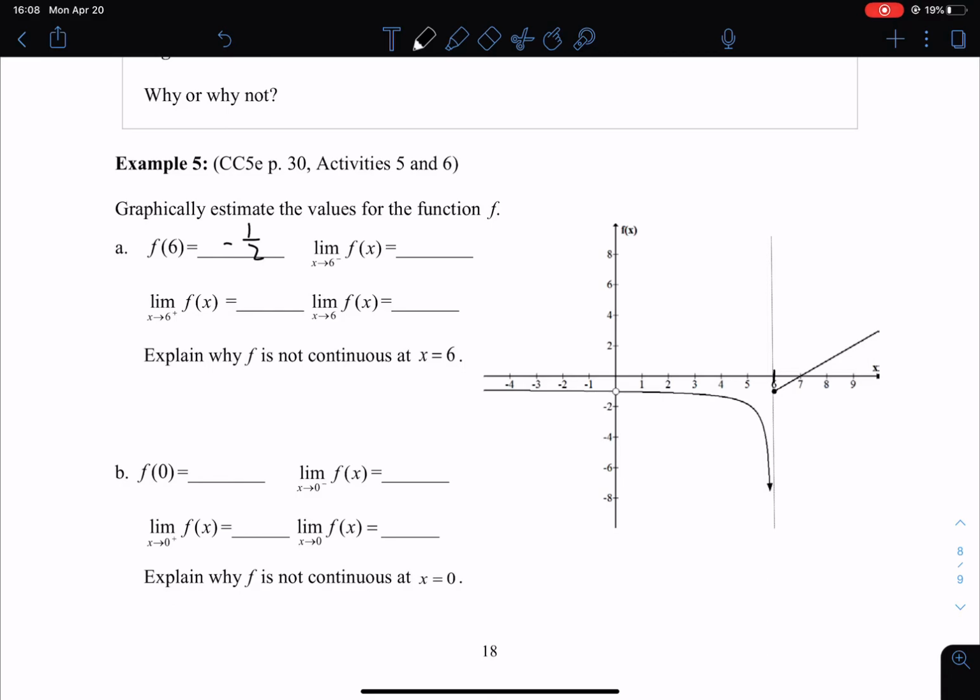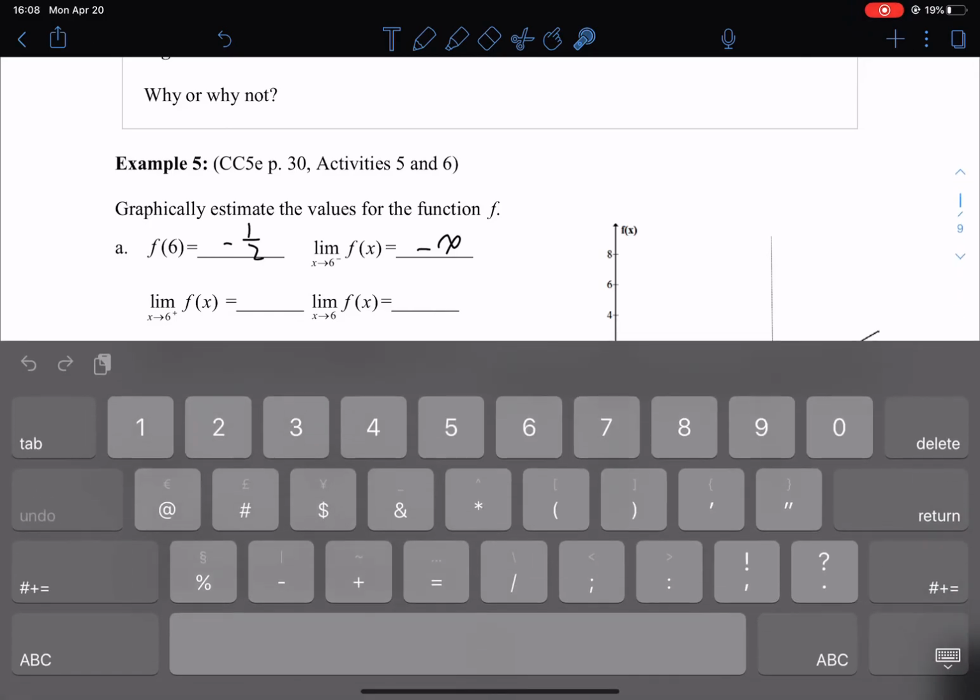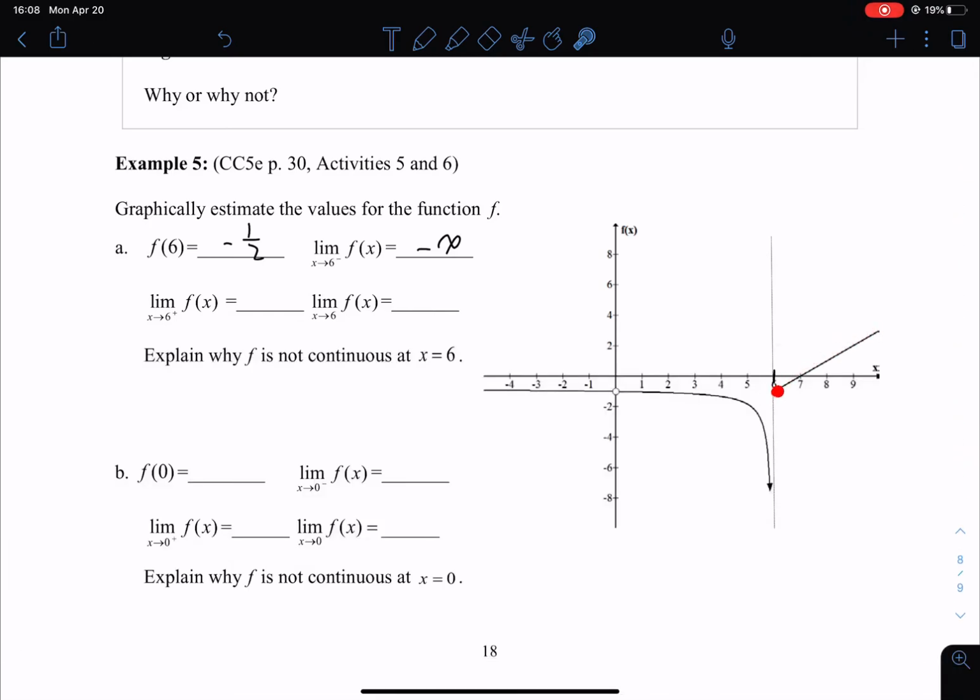And the limit, this one, 6 minus, say this is 6. For 6 minus, we have to use this branch, so it's just negative infinity. And the other one, 6 plus, we use this one, so it's just minus 1/2. And this one, the limiting value does not exist, because the left side limit is not equal to the right side limit.